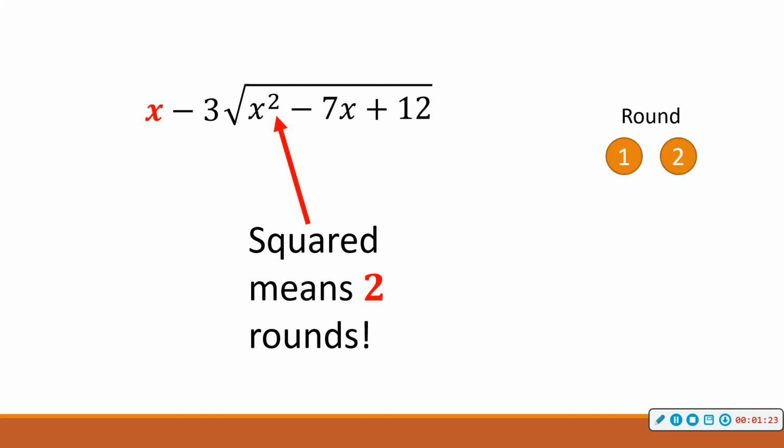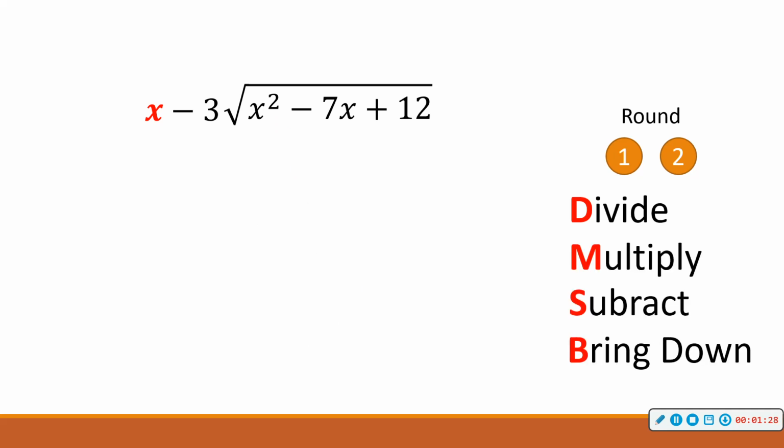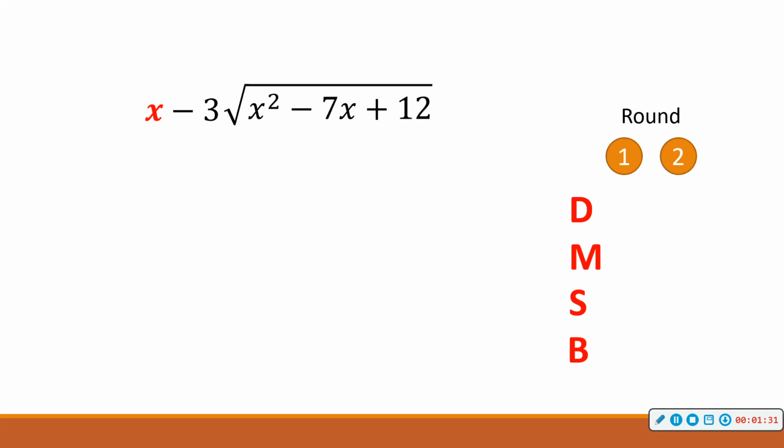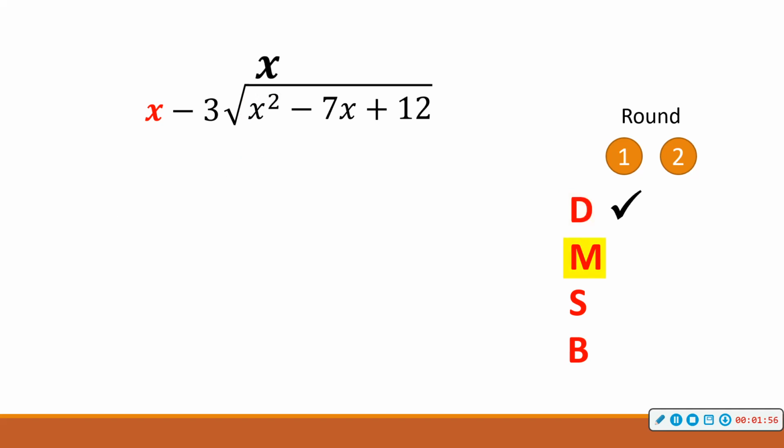And so there are 2 rounds, and we start off, of course, with our daddy, mammy, sister, brother, which means divide, multiply, subtract, bring down. So we're ready to rock and roll. So round number 1, divide first of all. So when we go to divide, we're going to say x squared divided by red x. In your head, you might be doing this as x squared divided by x. You get x. That goes up on top, floating up to the top, and of course that just disappears. That's divide done, but that bit was done in your head, okay?